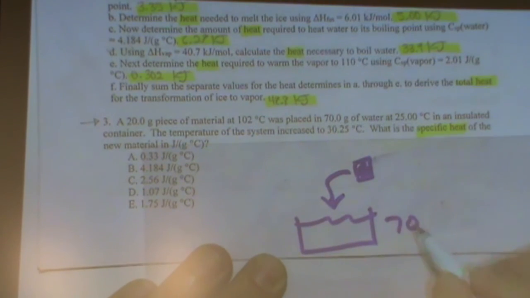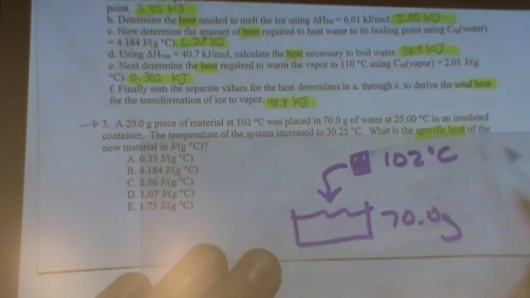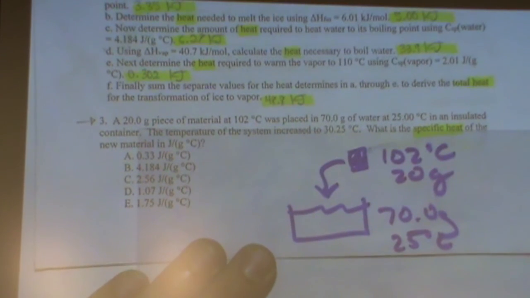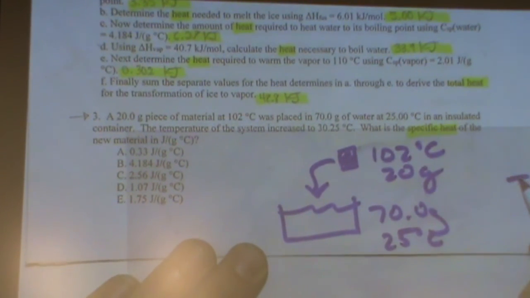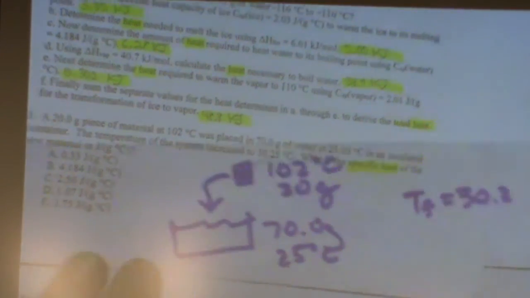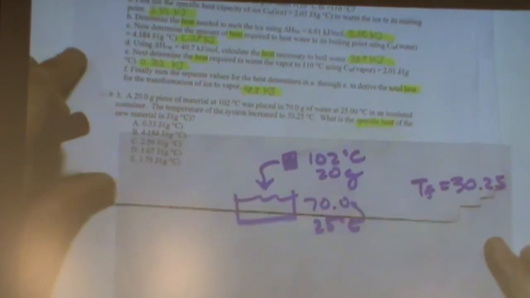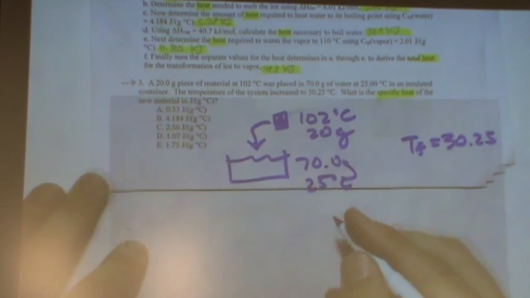Material, whatever that is, it is placed in a container. That container has 70 grams of water. This is at 102 degrees C, and it's 20 grams. This is initially at 25 degrees C, the water. The temperature of the system went to finally 30.25. We want to know the specific heat of the new material. Typical kind of question.